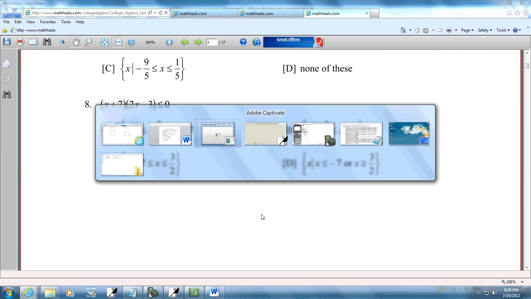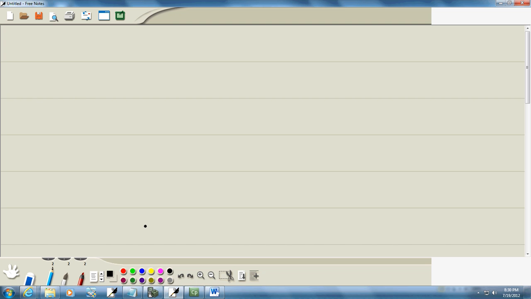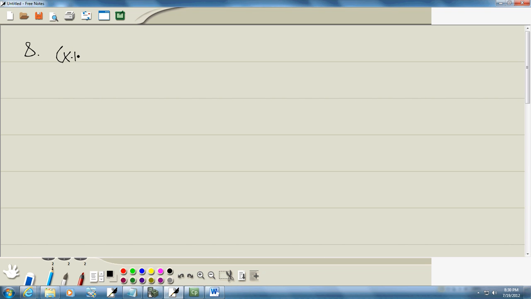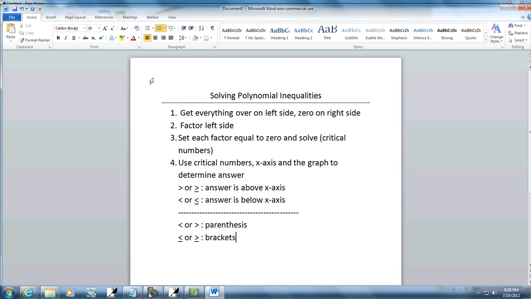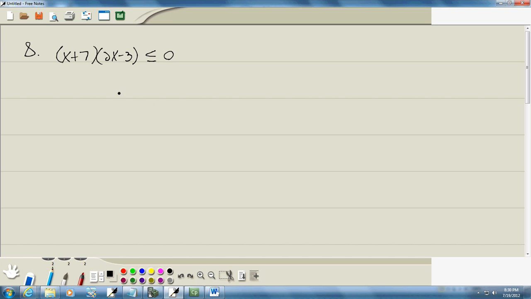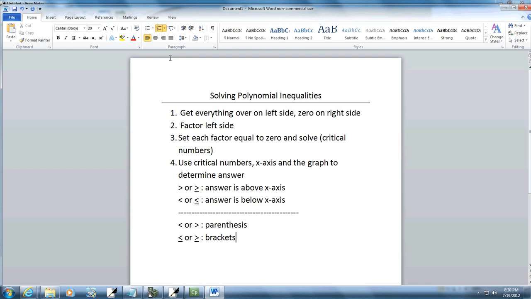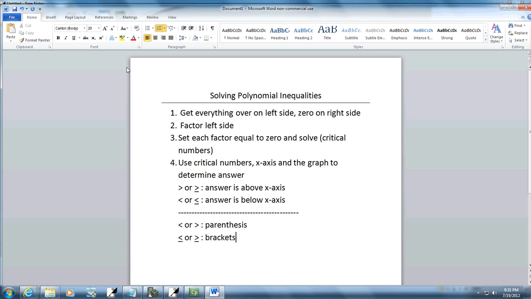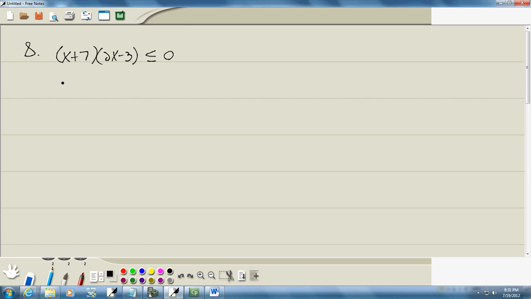So let's take a look at this problem. Got x plus 7 times 2x minus 3 is less than or equal to 0. Now, to make the problem a little easier, it looks like they've done a few of the steps. Step 1, get everything over on the left side, 0 on the right. Well, that's done. Step 2, factor the left side. That's done. Step 3, set each factor equal to 0 and solve.